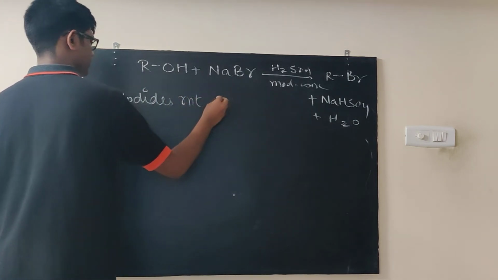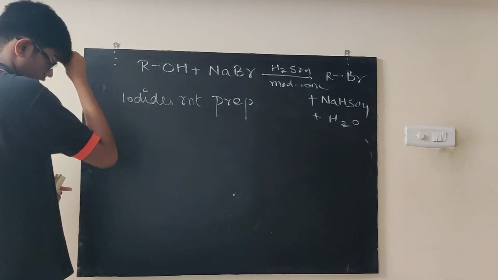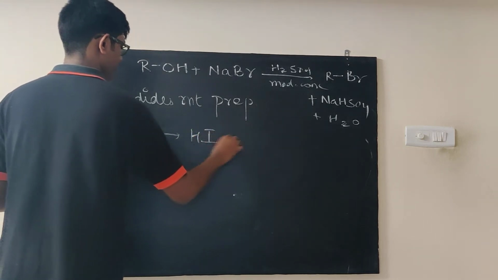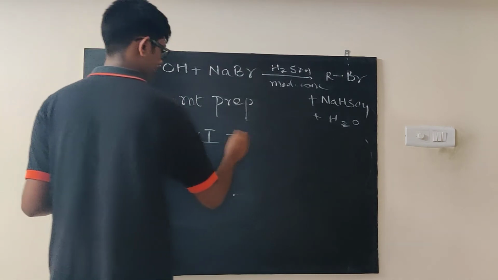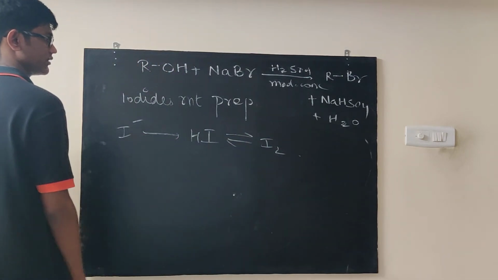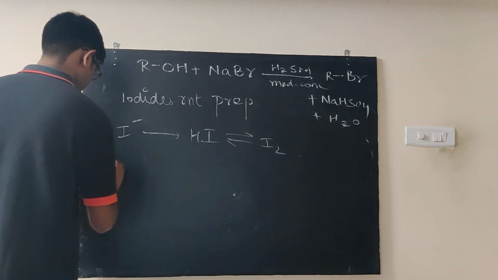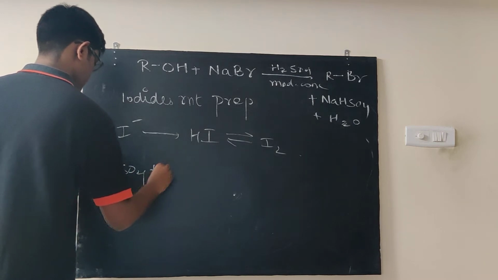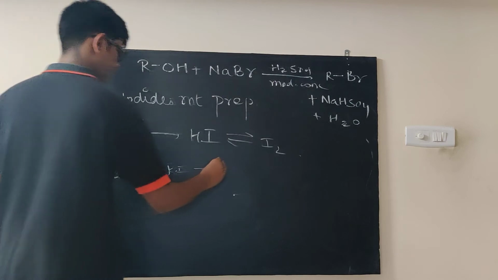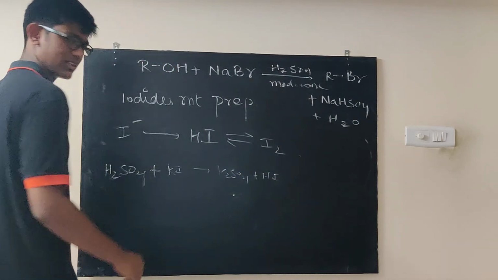Iodides aren't prepared this way. The reason for this is that iodine is notoriously known to be irritating. I minus can be oxidized to HI, which in the presence of H2SO4 will become iodine and so on. So I minus can become HI because of H2SO4's weirdness. I think you have heard of this reaction, right? H2SO4 plus some KI will give me K2SO4 plus HI plus something. It was there in your 10th grade textbook, I think.